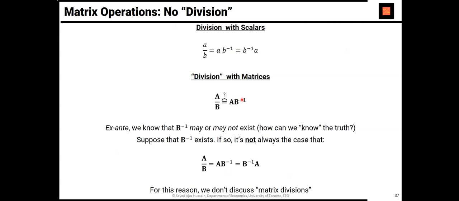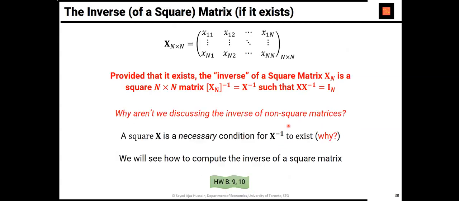Because we don't always have the inverse exist, and even if it did, it's not always true that A times the matrix is the same as that matrix times A. We tend not to use the word division for matrices. Going back to inverses, you can only do them for a square matrix. So here's a square matrix.